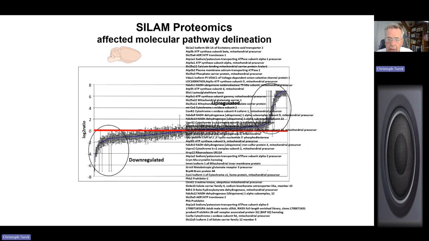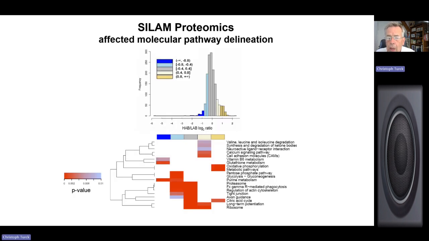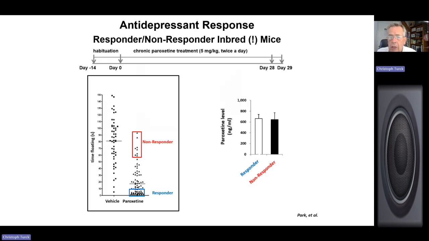So in the next slide, of course, you can appreciate that you get big data. You get a lot of upregulated and a lot of downregulated proteins. And you need to resort to bioinformatics to make sense out of that data in order to delineate pathways that are affected in this particular phenotype. Now, one example that I'm going to show to you here is a project that we engaged upon that has to do with the antidepressant response.